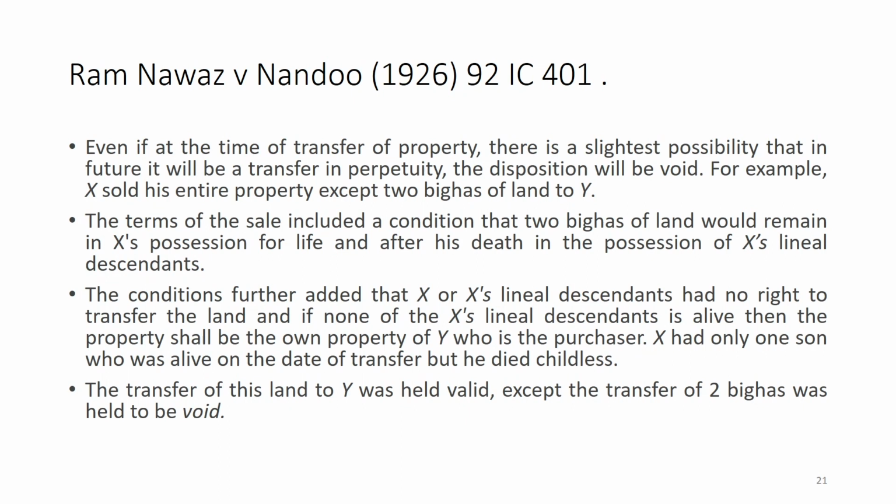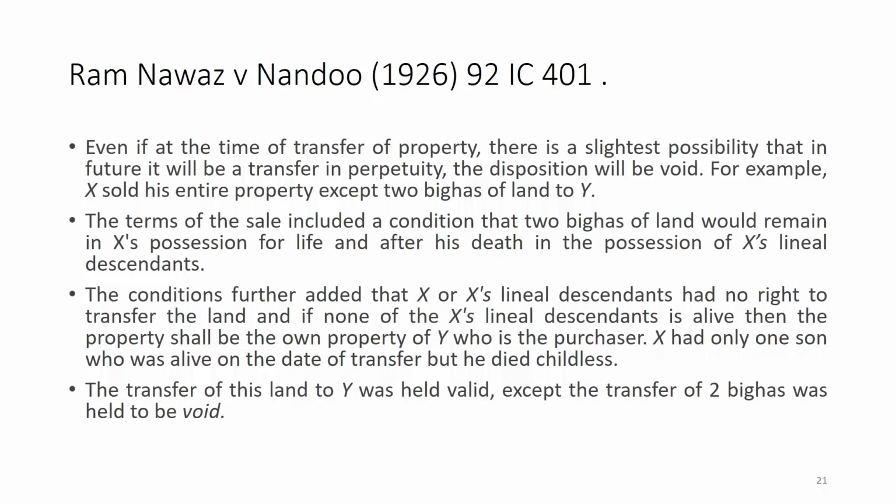Disposition will be void if there is suspicion about perpetuity, because we are discussing the rules against perpetuity. When something goes into perpetuity, it is going to be used for a long time and there will be no transfer of the property in the long term; it is going to be stuck at a certain stage. If there is such a possibility, then that transfer will be void. Okay. What happened in this case?